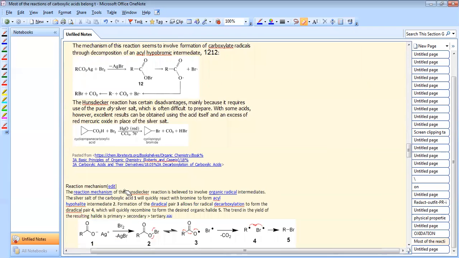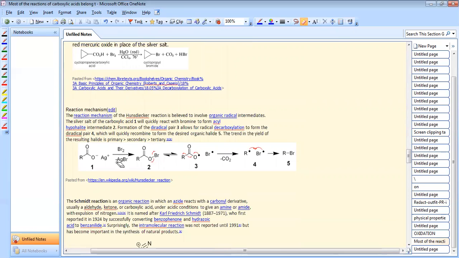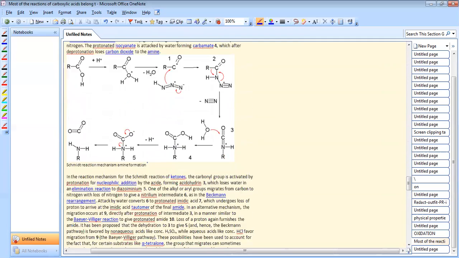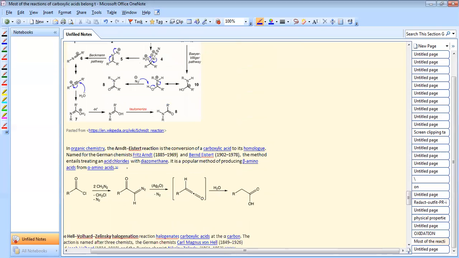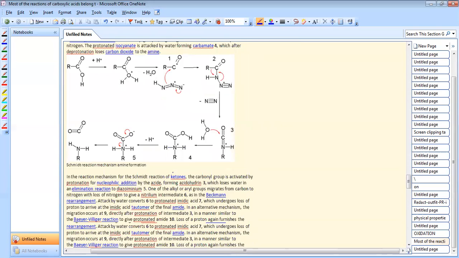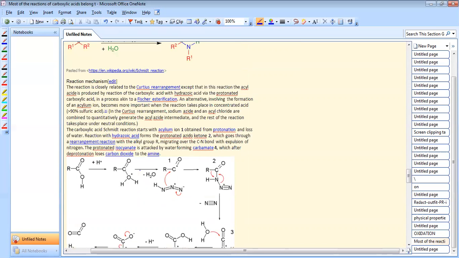Next, another very important reaction is the Schmidt reaction. If you learn the Schmidt reaction, then it becomes very easy to learn another reaction, the Arndt-Eistert reaction, which is also very similar. The Arndt-Eistert reaction is also known as the homologation of carboxylic acids.